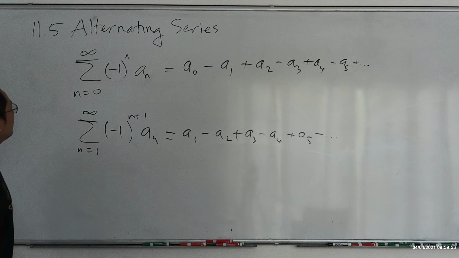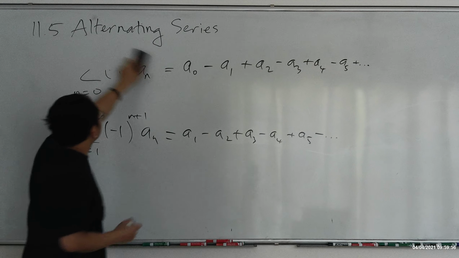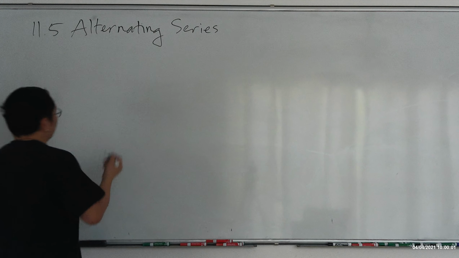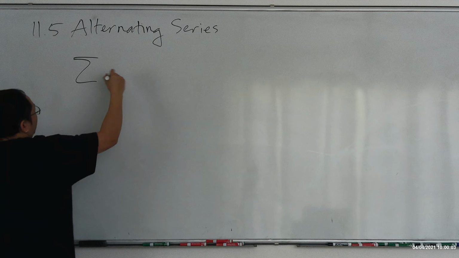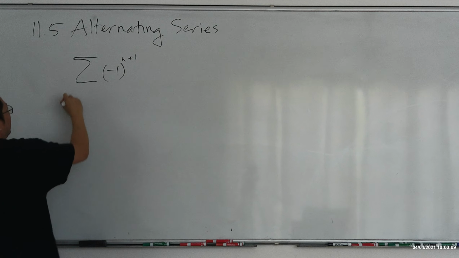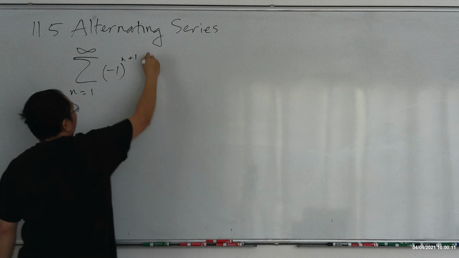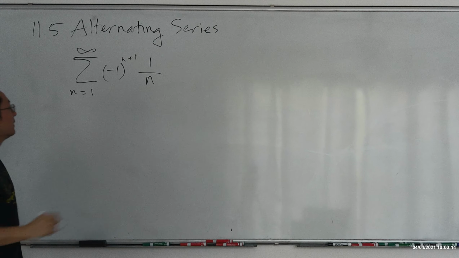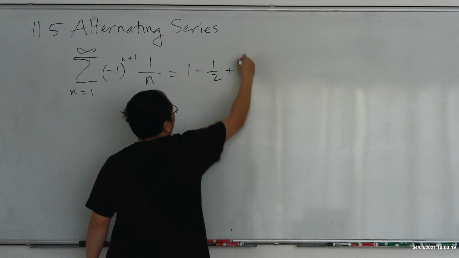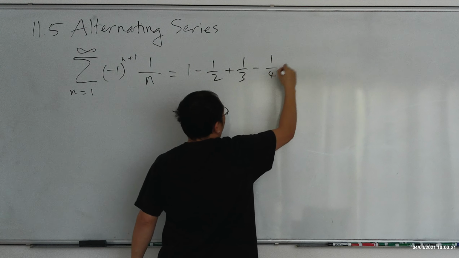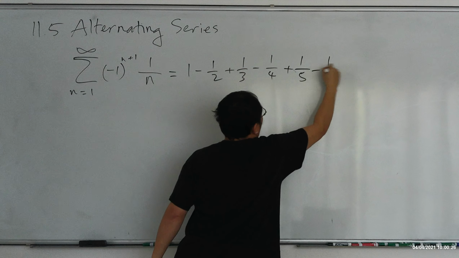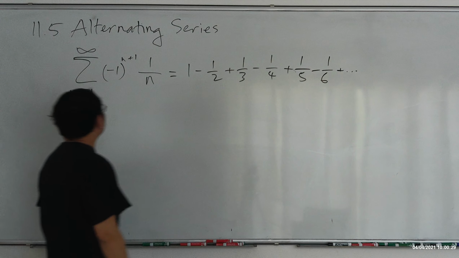Okay, now let me give you an example. Sum of (-1)^(n+1), n from 1 to infinity, of 1 over n. And this is actually 1 minus 1/2 plus 1/3 minus 1/4 plus 1/5 minus 1/6 plus and so on. Okay.